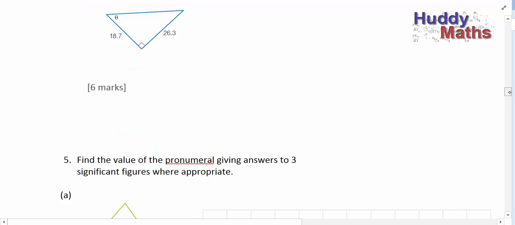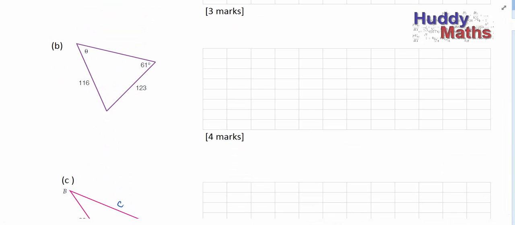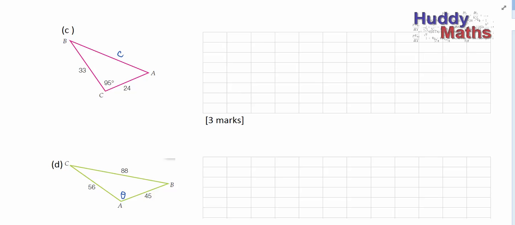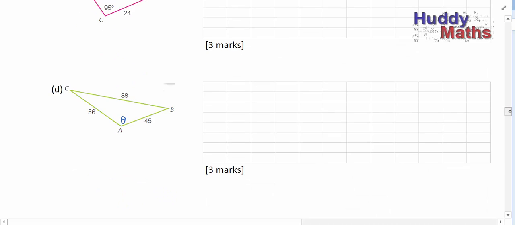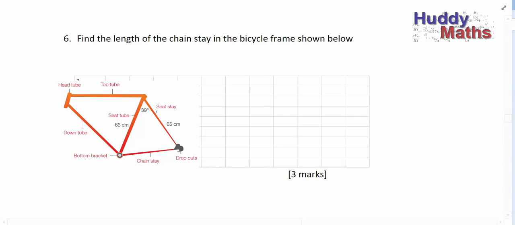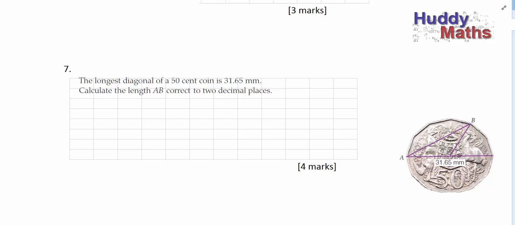Okay, let's keep going. And question 5, finding the value of the pronumeral, the letter there. Okay, and part B, and C, and D. Okay, let's go on now. So into question 6. Question 7. Interesting little question there.